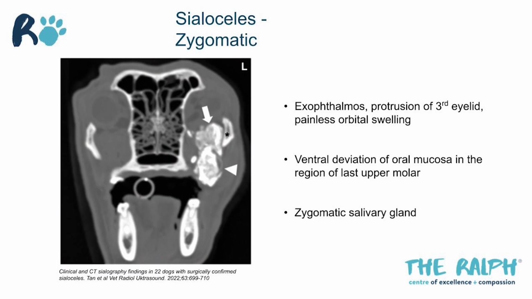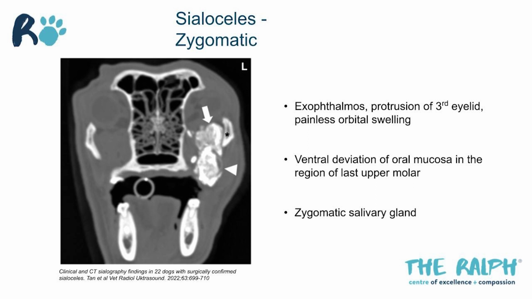Another relatively uncommon presentation is a zygomatic sialocele. So these cases will present with exophthalmos. They are not very common, and to be honest with you, I have not been lucky enough to have dealt with one so far. You may have protrusion of an eyelid and a painless orbital swelling. If the sialocele is very big, you may be able to see it on examination of the mouth. And of course, the gland that is affected or leaking saliva is the zygomatic salivary gland.